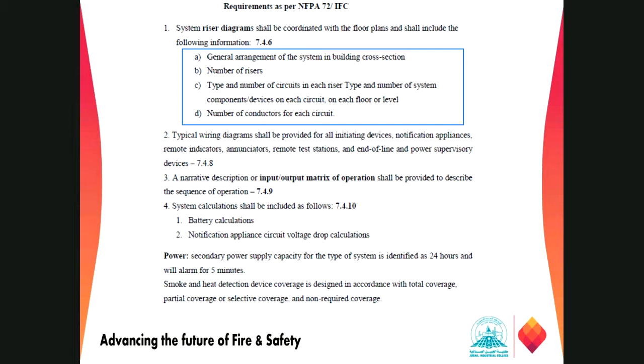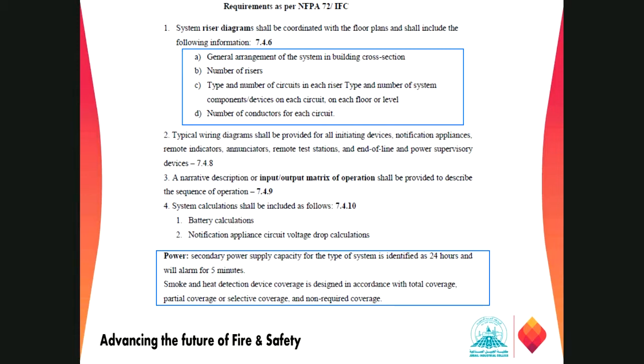Input output matrix, the one we discussed, the cause and effect matrix. The battery system calculations, which is for the battery calculations, and notification appliances calculation. Power requirement for the secondary power is the one we discussed a while ago. Secondary power supply capacity for 24 hours and 5 minutes of alarm. So 24 hours without alarm, and then alarm for 5 minutes continuous.